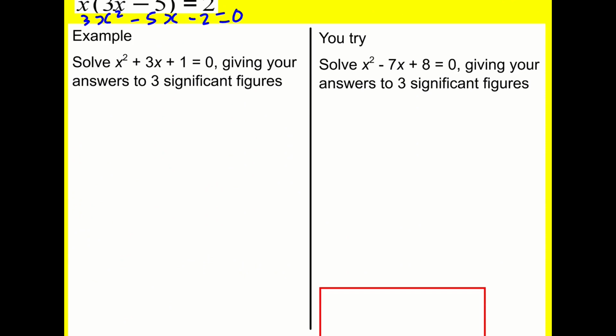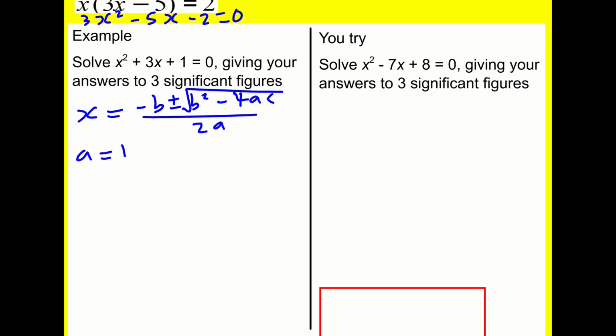Right, we're now going to actually solve that quadratic that we couldn't factorize. So first step, until you become really confident, let's write it down. X equals minus b plus or minus the square root of b squared minus 4ac, all over 2a. I'm going to write down what a, b, and c are. So a is 1, b is 3, and c is 1.